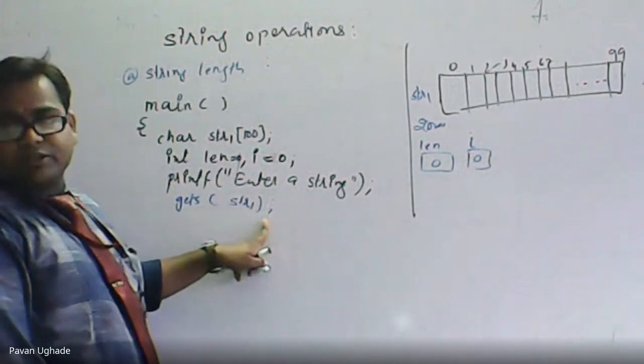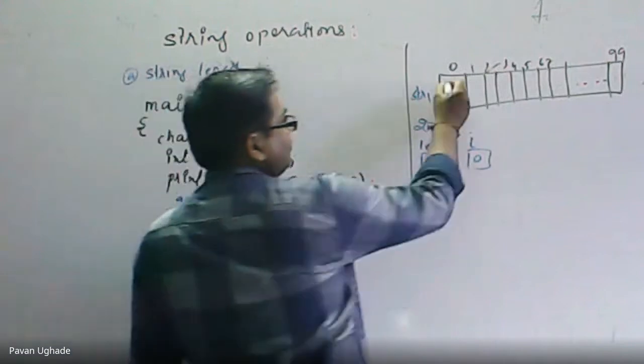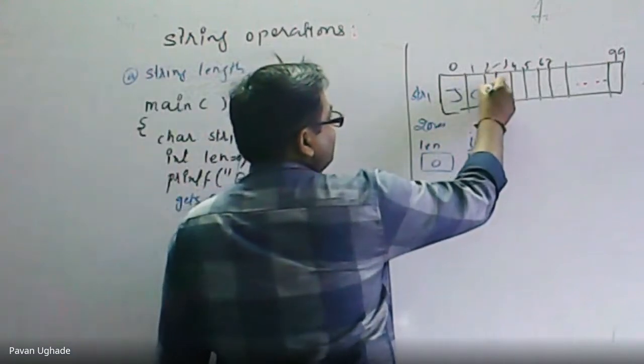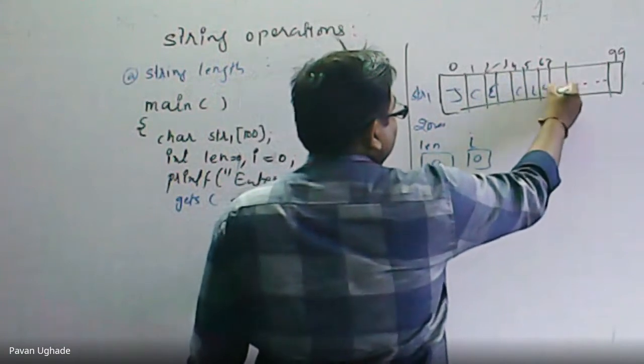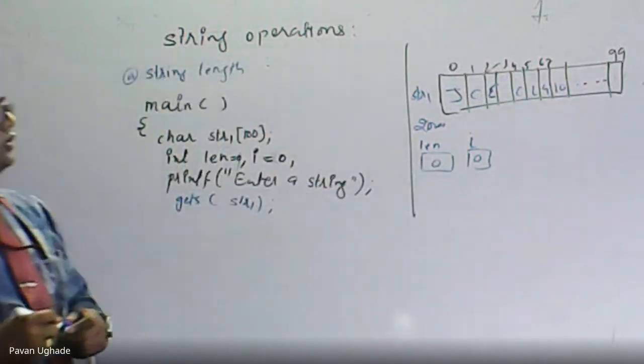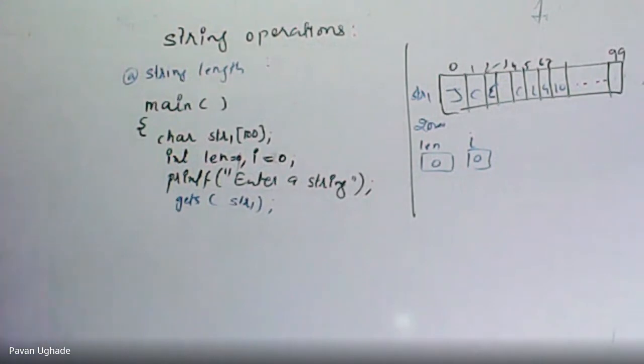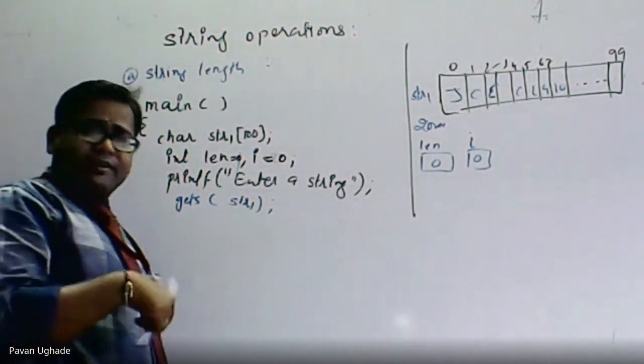So here the string is getting read. I'll be entering one string, "JCE CLG", with a space, and then the backslash 0. We know the backslash 0 will be inserted implicitly by the compiler itself.